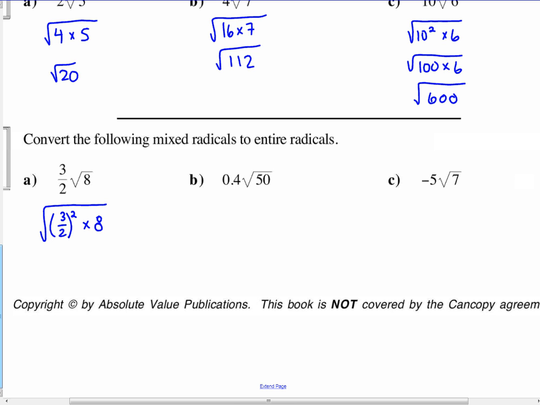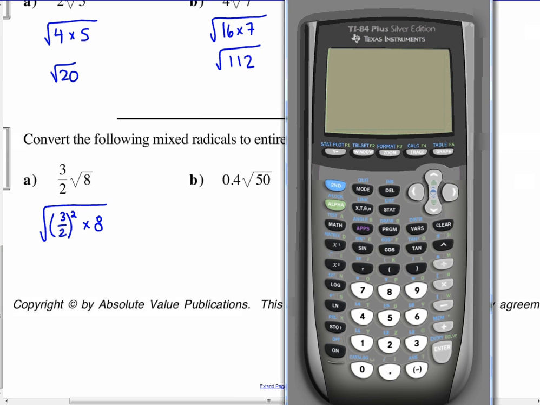Put that in your calculator. Now, you have to put it in brackets. If you type in 3 over 2 squared, that is going to just square the 2. So you need to actually type in 3 over 2, or 1.5, squared in brackets. Okay? Now, I'd like that as a fraction. How do I change that to a fraction? Math. Enter. Enter. 9 over 4. Is that shocking to you?